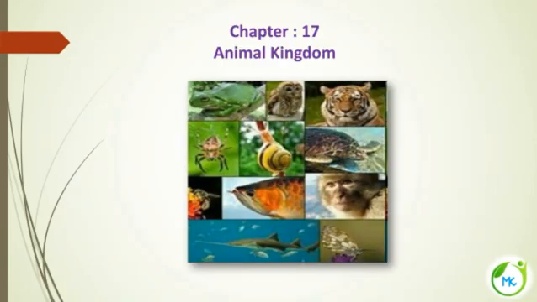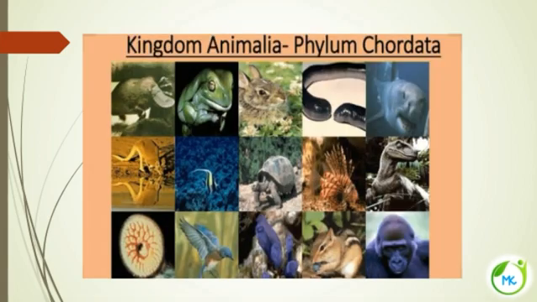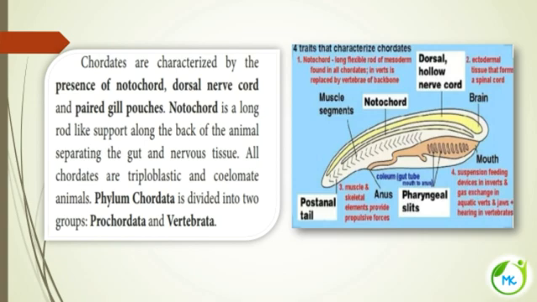In this class we are going to see 9th standard biology chapter 17 Animal Kingdom. So in Animal Kingdom already we have seen about invertebrates. So this class we shall see about phylum Chordata. Chordates are characterized by the presence of notochord. So what is notochord? Notochord is a long rod-like support along the back of the animal.